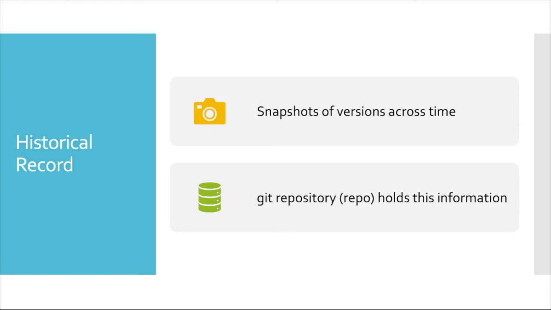So a historical record, that's what Git does in general. Git organizes a historical record. It's a snapshot of versions across time. This enables a user to snap back in time if they need to. The Git repository, or what we'll refer to as a repo, is what holds this information.